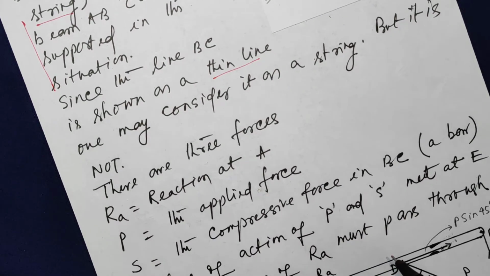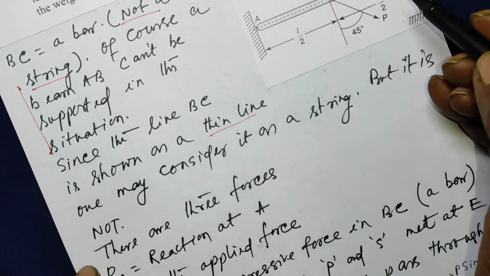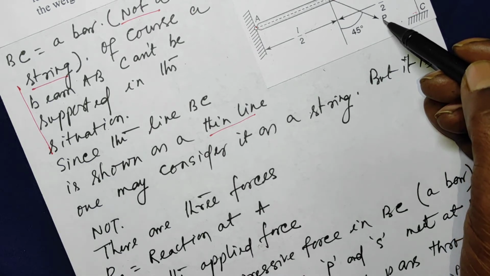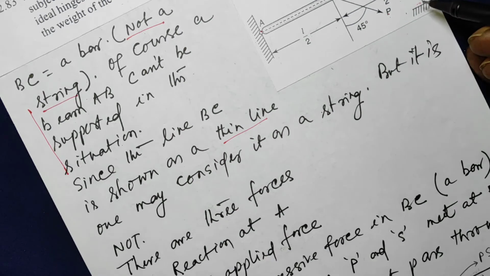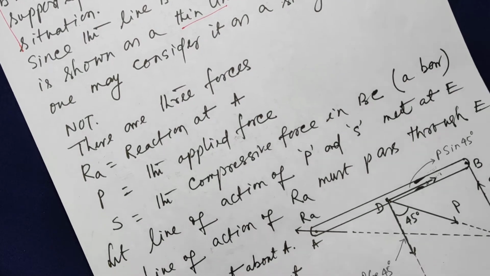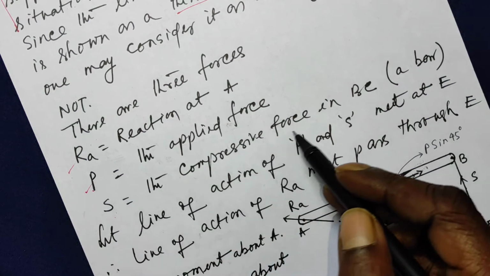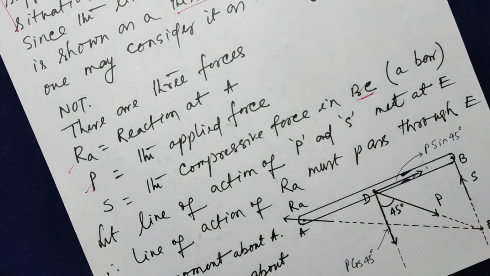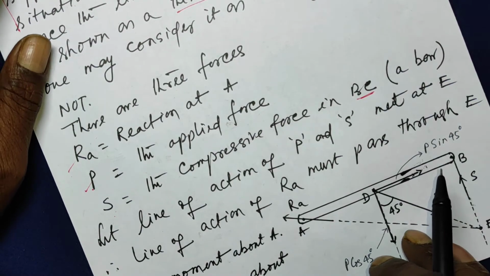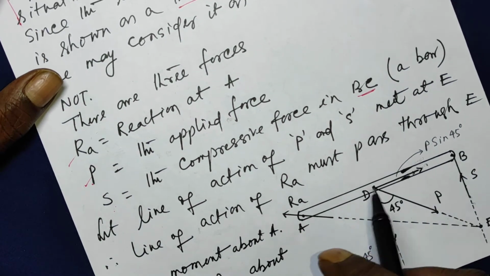So, there are three forces. Now, what are the forces? The reaction at A, the applied load P, and the compressive force developed in the bar BC. So there are three forces: RA, the reaction at A, the applied force P, and S, the compressive force in bar BC. Now let us produce the lines of action of two forces and see where they meet, and therefore the third force will also pass through the same point.